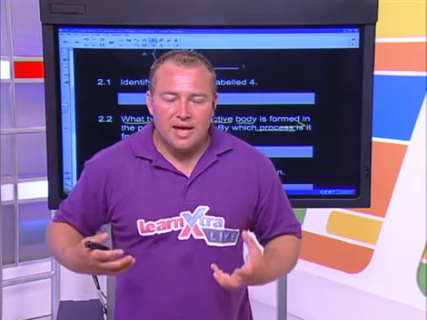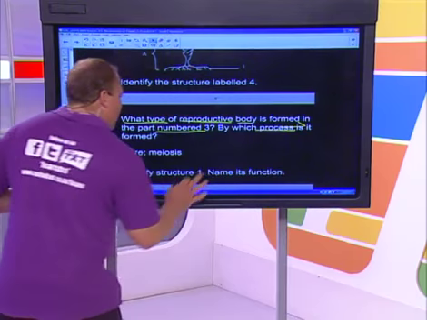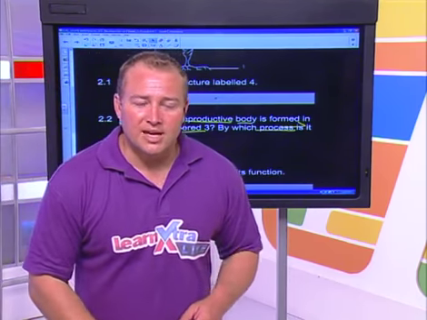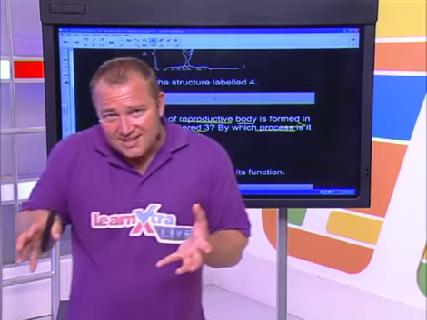How do we make gametes? We go through the process of meiosis. So let's see, making of spores. Spores are what? They are your gametes. So you can say spores and you can say gametes.